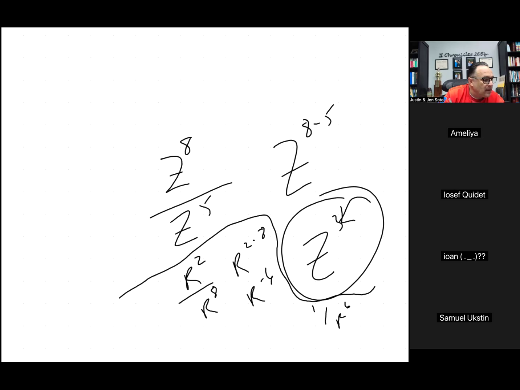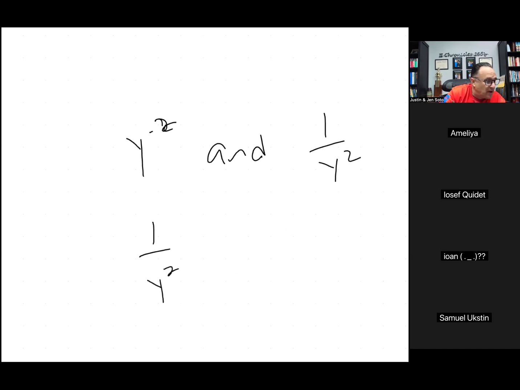Okay. On number 8, let me show you number 8. We have y to the -2 and 1 over y to the 2. Well, I know I can't have a negative exponent, so I'm just going to reciprocate it over 1 y and use the absolute value there of 2. And look, they're exactly the same. So the answer to number 8 would be yes, these are equivalent.